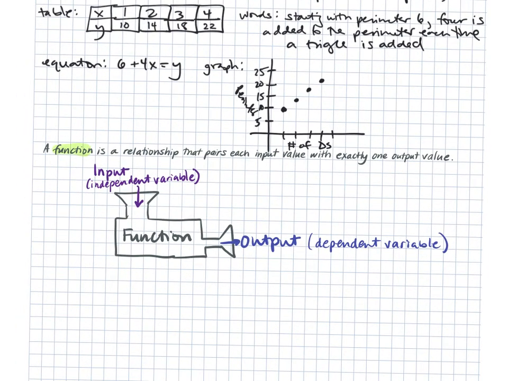Oh, and then here's my function box. A function is a relationship that pairs each input value with exactly one output value. So whatever number you input, the function does something, and then there's only one output for that. So the independent value goes in, something happens, the function messes with that input, and then spits out an output, which is dependent on whatever was input there.